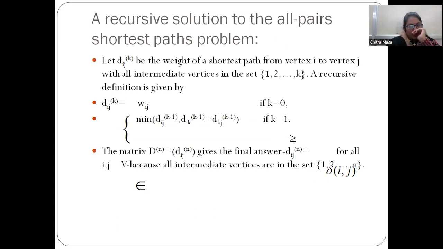minimum. But if k is equal to 1, it means a single intermediate vertex is in between the two vertices I and J, and considering that k, then we have to identify the minimum one. Whether the direct path from I to J, Dij, is the shortest one, then we will take this one. Else, the distance from I to k plus k to J, that is the I to k path and then the k to J path, is the shortest one. We will need to consider this one.